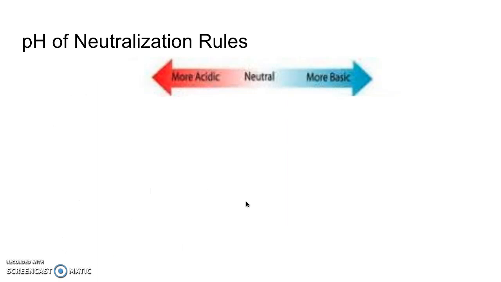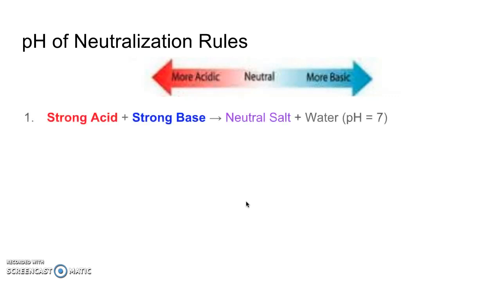So let's talk about some pH neutralization rules. Here's where you're going to be taking down some notes, so get ready. The pH of the salt that is formed depends on the strength of the acid and base. If we're mixing a strong acid and strong base together, our salt will be neutral, so the pH will be about 7. For example, you have HCl, which is a strong acid, and NaOH, which is a strong base. You mix those together and you get a neutral salt, NaCl.